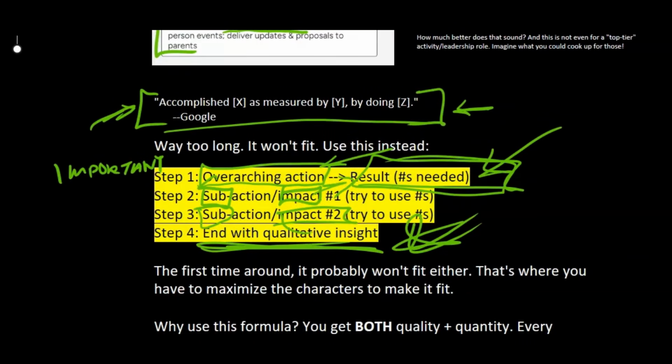Something key here is that the first time around, you are probably not going to be able to fit it, right? Because you're not maximizing your characters. Because of this, you have to play around with the words and phrasings, and maybe in some cases, even eliminate one of these sub-actions, right? You can take that risk. If you make it sound good, if your other sentences are high quality and have that impact, then it's okay to get rid of one of these sub-actions.